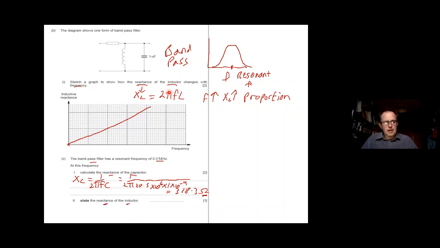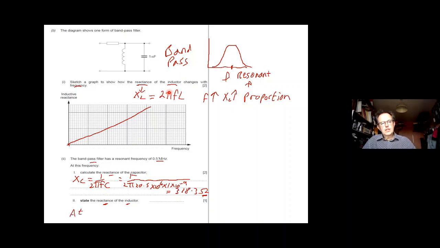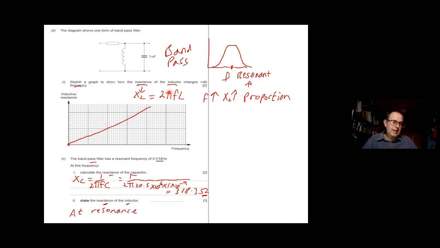Now the thing is, remember the fact that at resonance, the inductor and the capacitor will have exactly the same reactance.